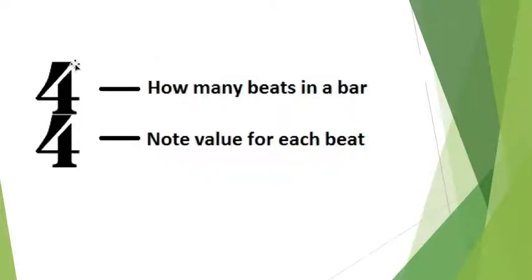The top 4 tells the musician how many beats are in each bar or measure. And the bottom 4 tells us which note value gets 1 beat. So the 4 represents the quarter note, telling us that each quarter note is going to represent 1 beat. And that tells us something very important because all of our other notes are going to be based off of the fact that the quarter note is 1 beat. So some math is going to be involved in today's lesson.